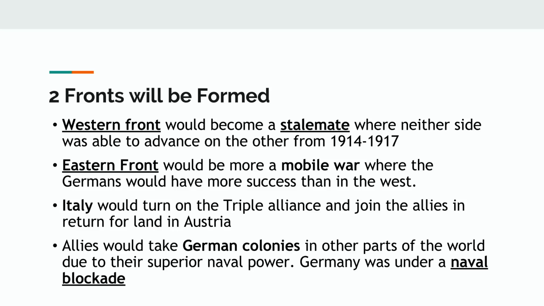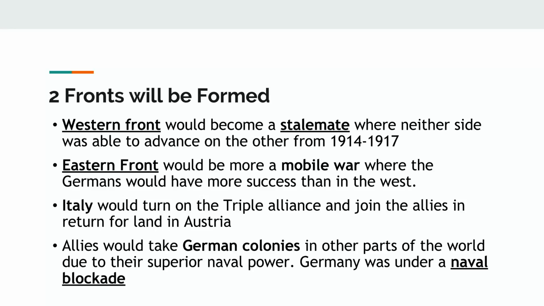Italy, of course, we talked about how they had joined the Triple Alliance initially, but then they would join the Allies shortly after the war begins. Hopefully, what they were looking for was to get land back that Austria had taken from them. And so, by switching sides, that was their reasoning behind it.